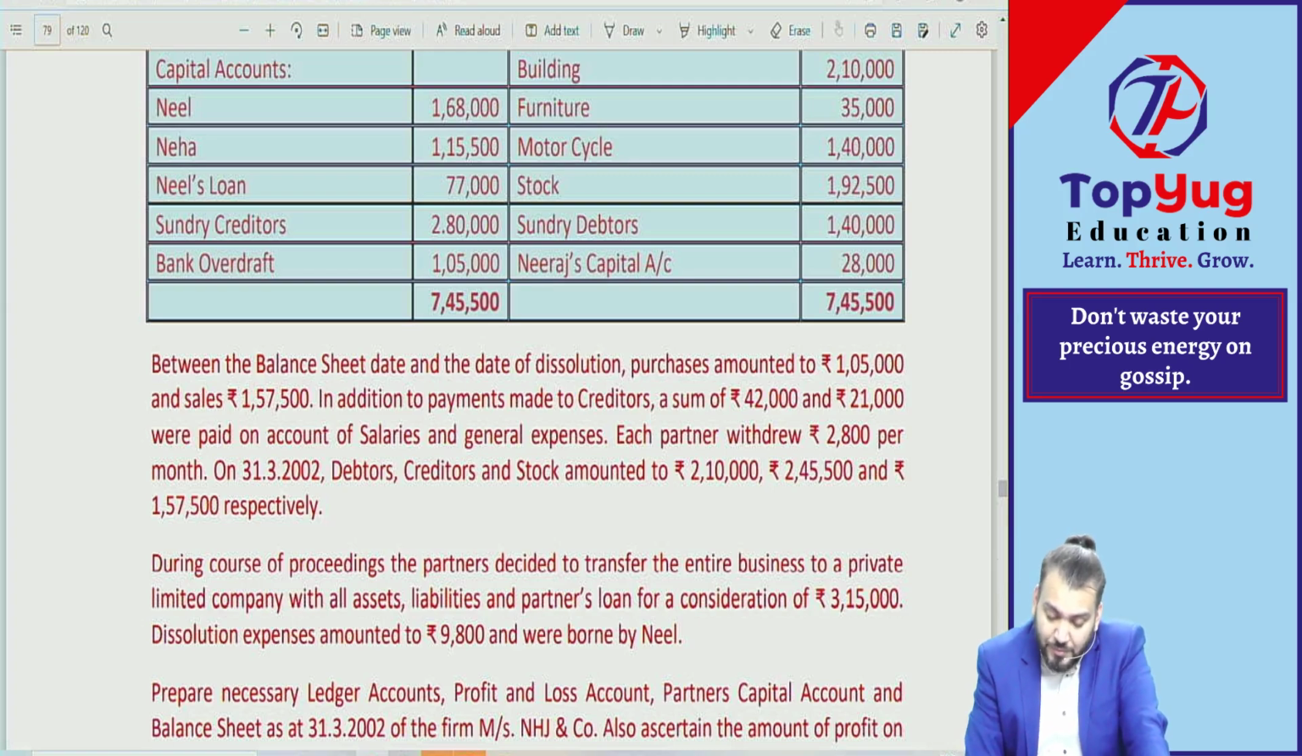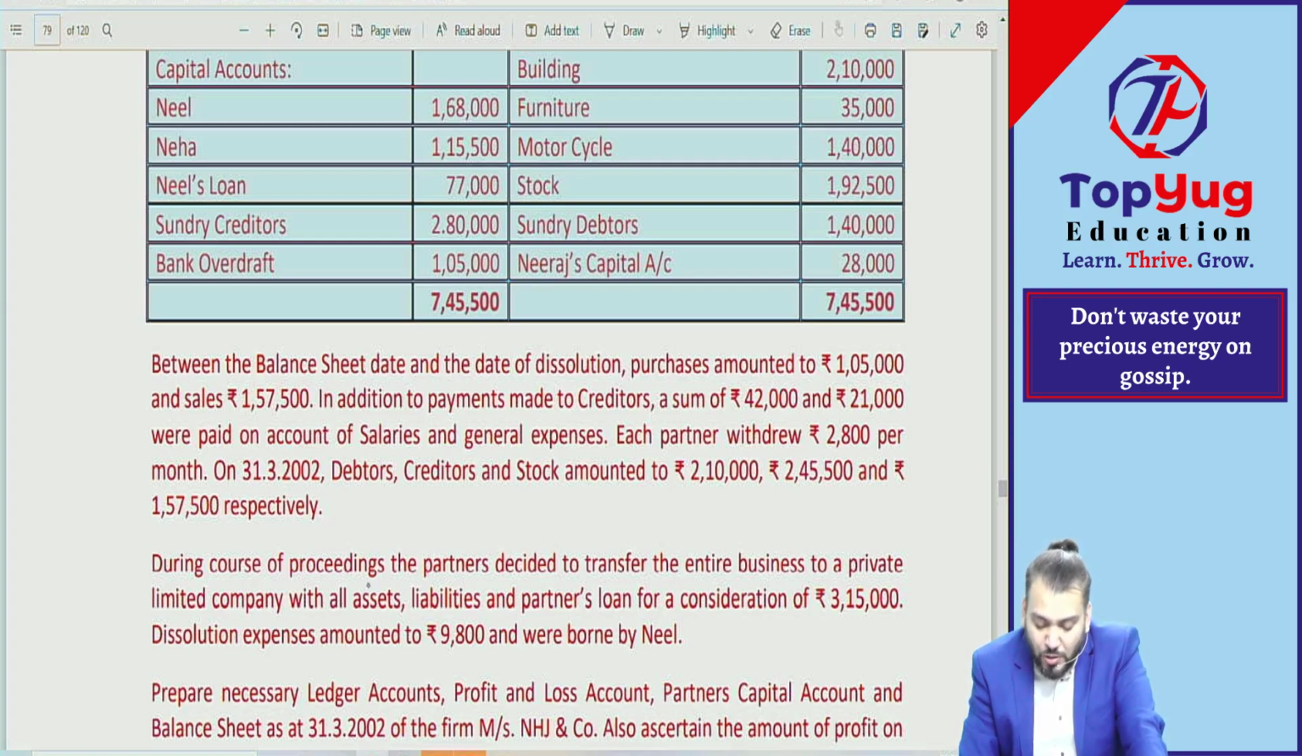So what have they given? Purchase amounted to rupees 1,05,000. Sales amounted to rupees 1,57,500. In addition to payment made to creditors, a sum of rupees 42,000 and 21,000 were paid on account of salaries and general expense. So they have given two expenses. Each partner withdraws 2,800 per month, so for 3 months they will withdraw 2,800 into 3. Correct. On 31st March 2002, debtors, creditors and stock amounted to the respective figures.